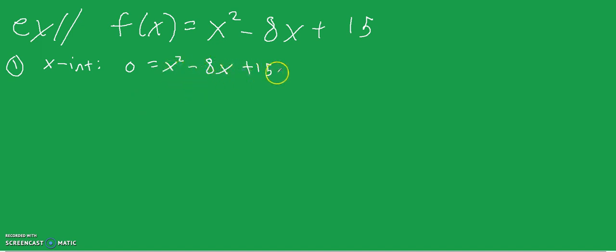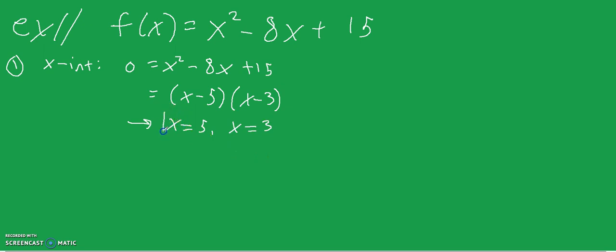So I can see that I can factor this right hand side to give me x minus 5 times x minus 3. Right? Negative 5 times negative 3 gives me a plus 15, and then negative 5 minus 3 gives me this minus 8. And from here, this gives me that x equals 5 and x equals 3. So these are my x-intercepts.